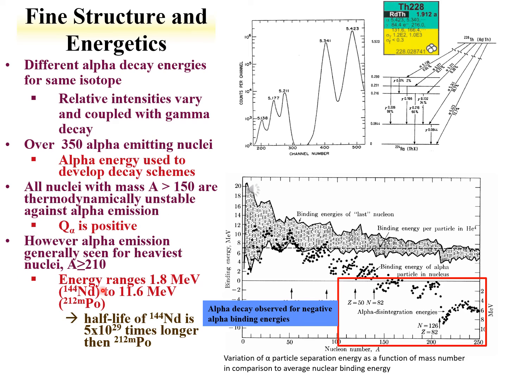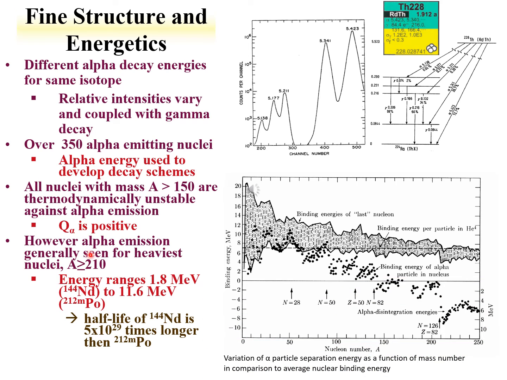We're also going to see a correlation between half-life and decay energy, where the neodymium half-life is almost 10 to the 30th times longer than the polonium-212. And what we're going to find out is that, generally speaking, the shorter the half-life, the higher the alpha decay energy. And as is shown in the figure, where the binding energy of the alpha particle in the nucleus is negative, alpha decay can occur.